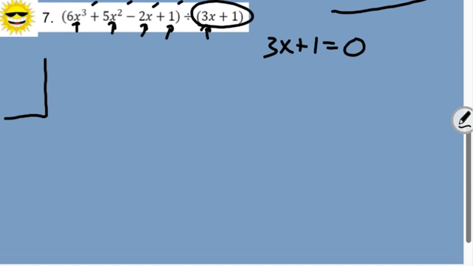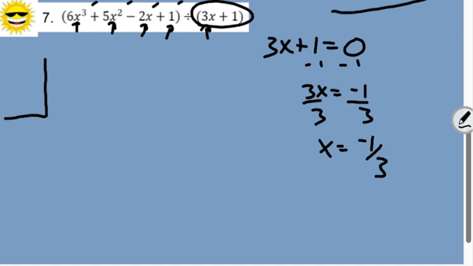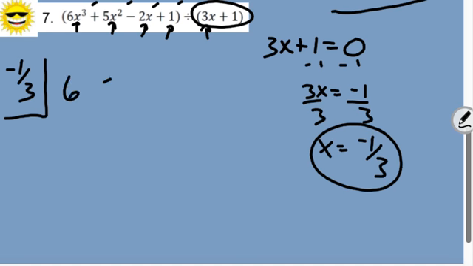It's going to be a fraction. Subtracting 1, 3x equals negative 1. Dividing by 3, x equals negative 1/3. Okay. Negative 1/3. And then list your coefficients, the 6, the 5, the negative 2, and this last number is just your constant 1. If there is no constant, you have to put a 0 there, just as a space holder, kind of. Skip a space and we'll get started.